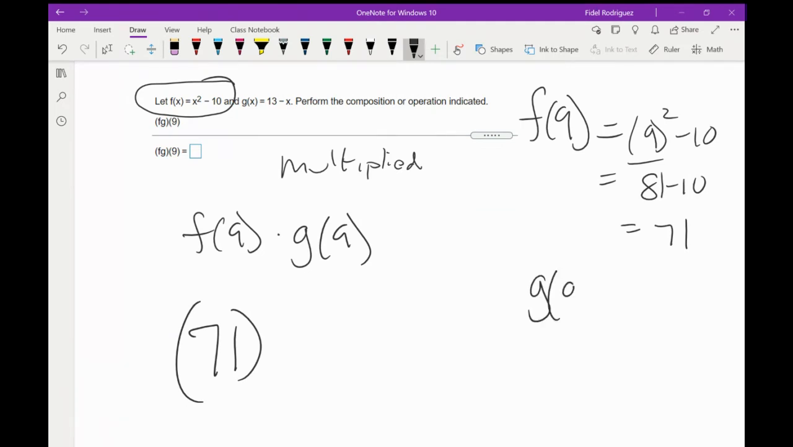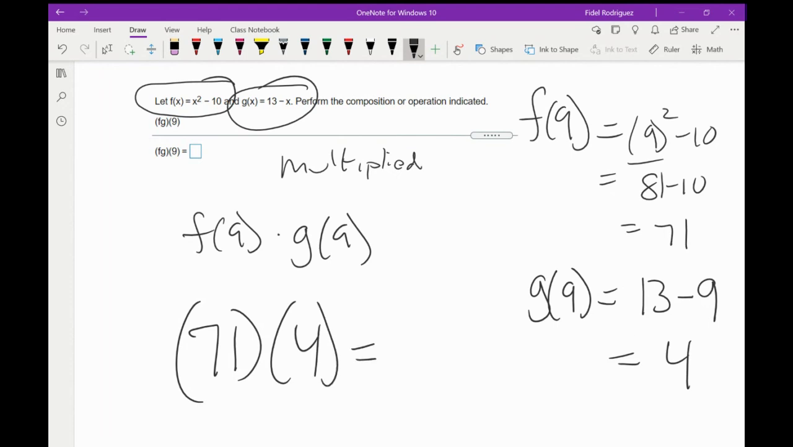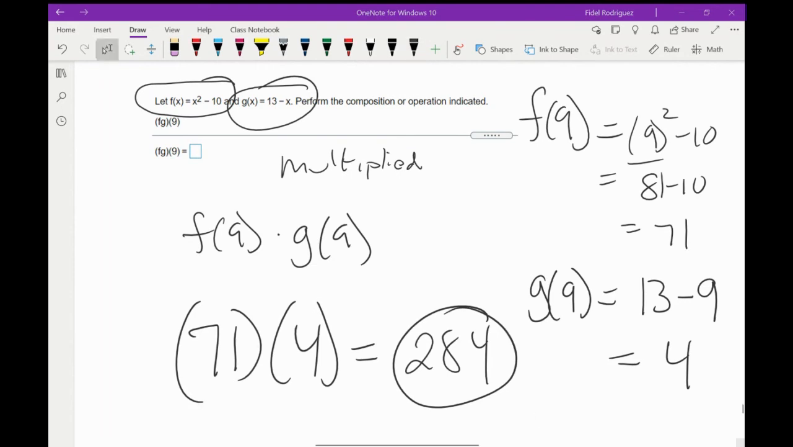Now, let's do the same thing for g of 9. So we're going to come back to this function. 13 minus 9. Anybody know what 13 minus 9 is? 4. Good. What are we going to do with those numbers now? Multiply them. 71 times 4. 4 times 7 is 28. 284. Right? And then I'll come back over here and I'll say, look, let's put 284.